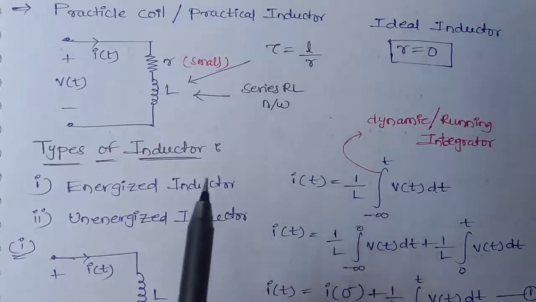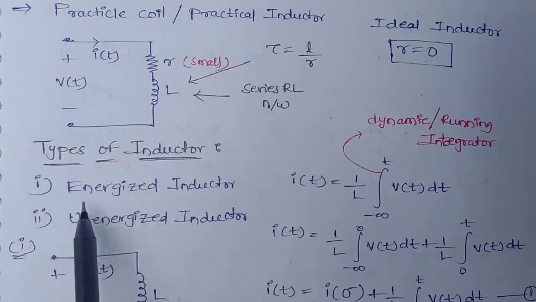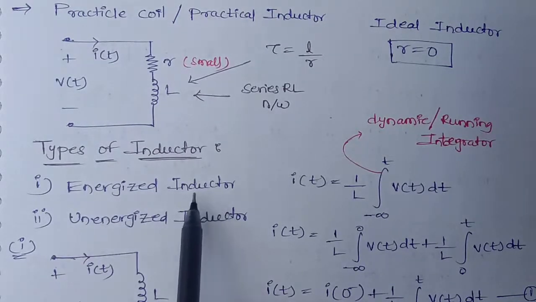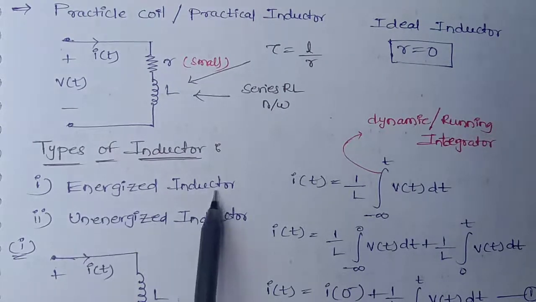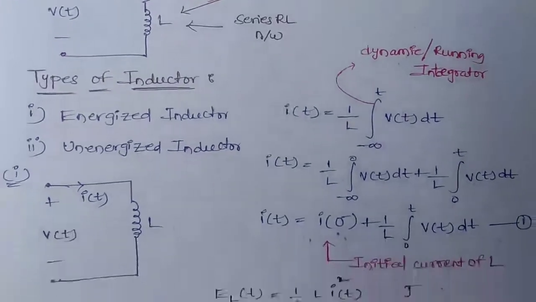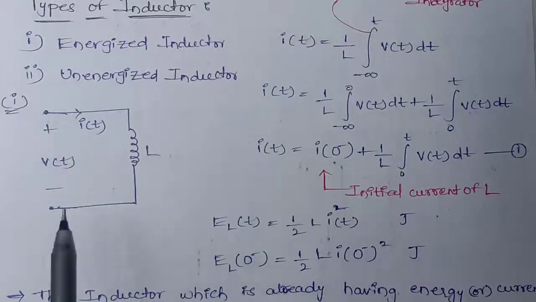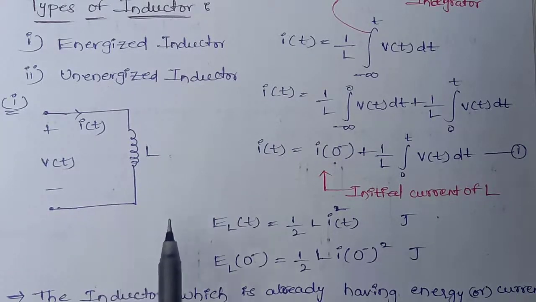Now, we will be discussing the types of inductors. Basically, we have two types of inductor. The first one is the energized inductor, and the second one is the unenergized inductor. Now, coming to the first one, the energized inductor. Look at this figure. This is nothing but an energized inductor.